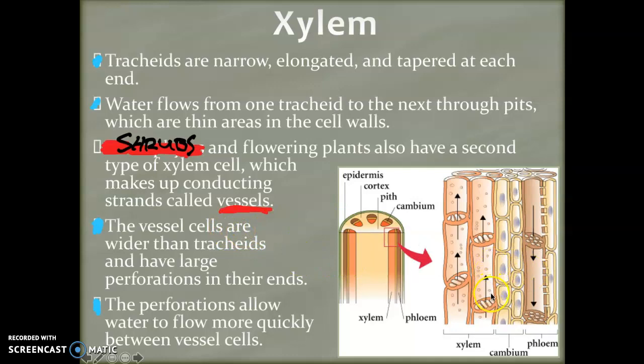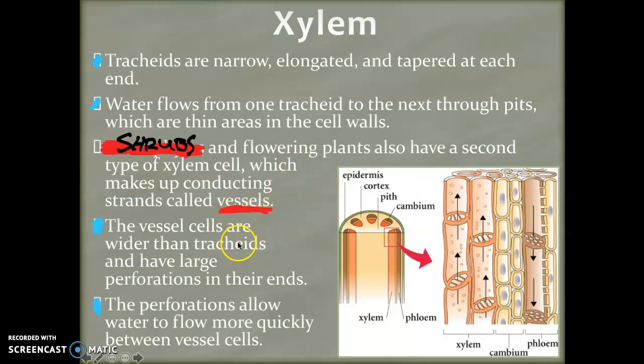I'm not going to expect you to know a whole lot of this, but these vessel cells are important as well, right? So you have your xylem right here. Vessel cells are actually going to be found in shrubs and flowering plants. There was a different scientific word underneath that, but I'm not going to require you to know that. Shrubs and flowering plants have a second type of xylem cell called vessels.